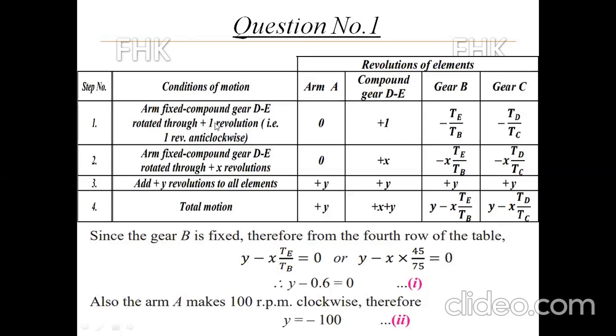You can give one revolution to gear B and C also; you can solve by a different step also. So I am giving one revolution to compound gear DE in anti-clockwise direction. When I give one revolution, I write +1. Now we have to find out the speed of gear B. I am getting the speed of gear B as minus TE upon TB. How? TE upon TB.